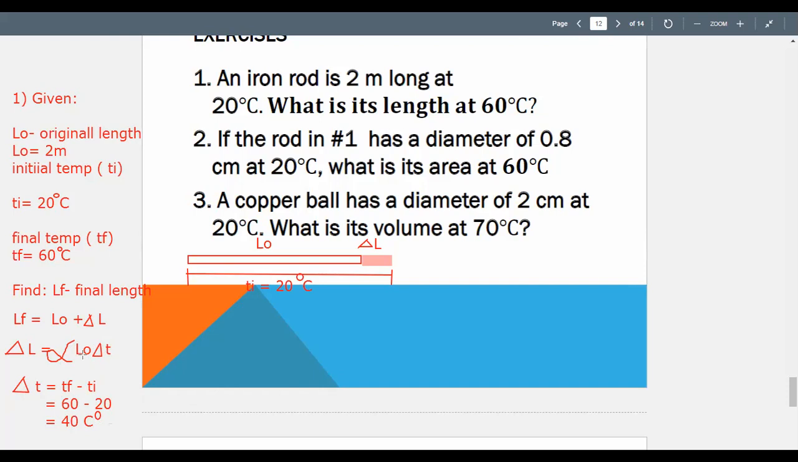And then our original length, L0, is given to be 2 meters. So, ang kulang na lang is this value alpha. Now, the value alpha is given by a listed value. So, let's look for the listed value of alpha. And I'm going to use our text.